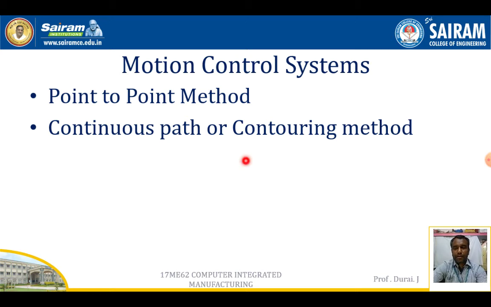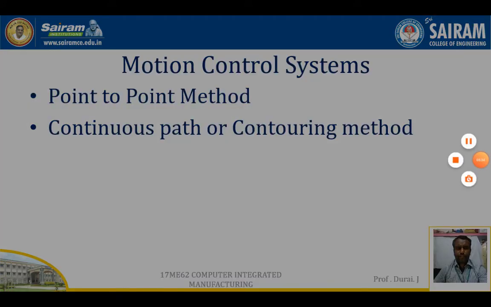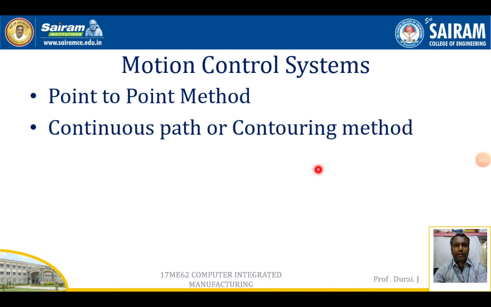Then comes the continuous path and contouring method. It is also called walkthrough robots. It is used in closed loop systems. It will move in any direction. According to that, the program has to be written and fixed in the robot. Here the continuous path has to be memorized, rather than just the end point.